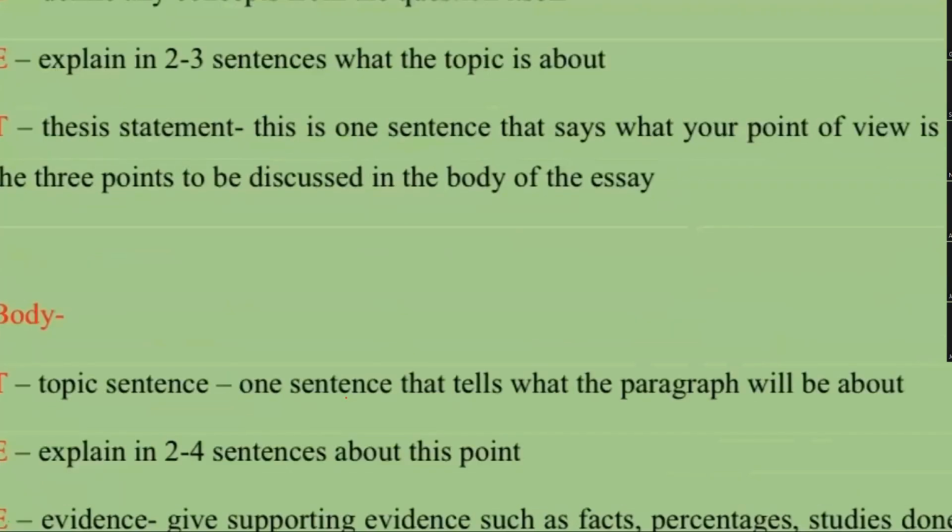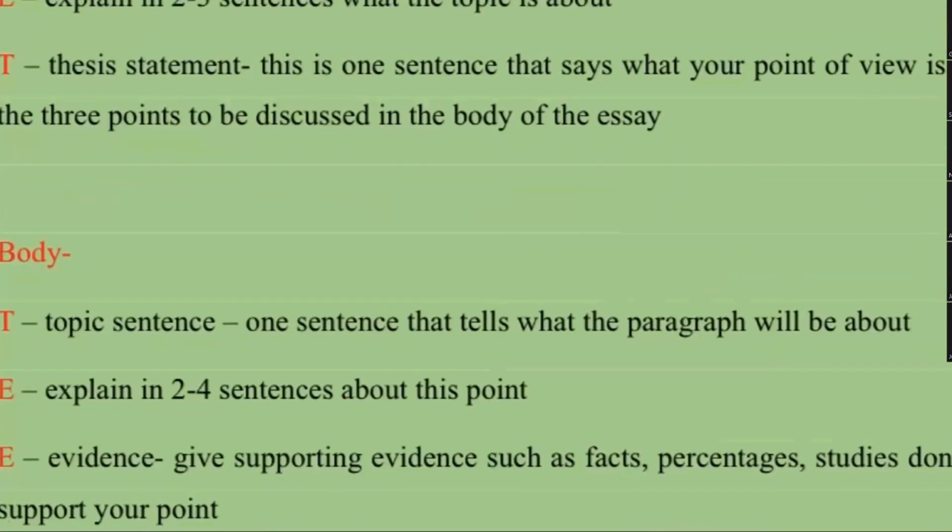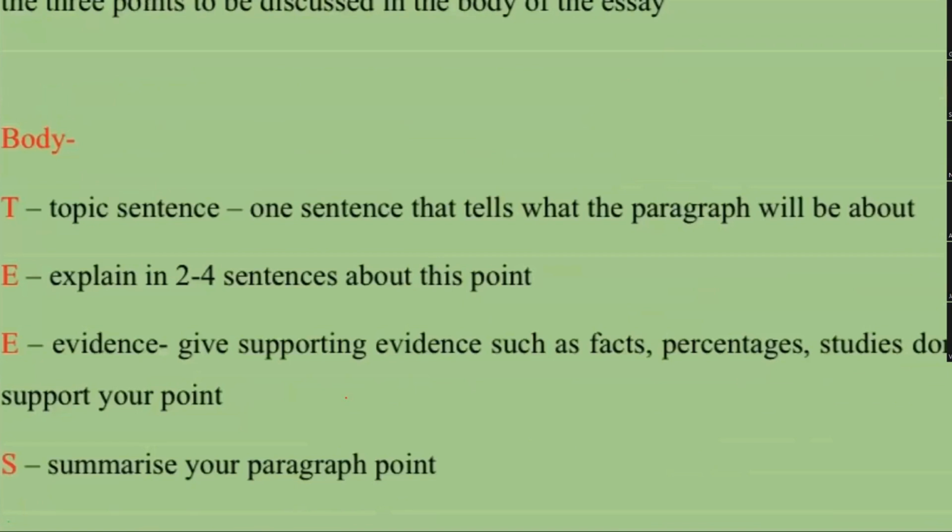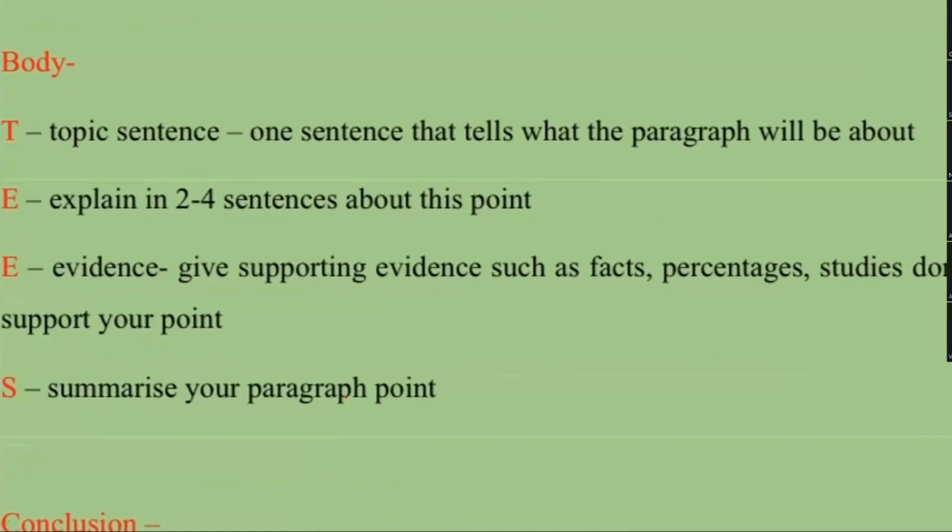When you go on to the body, those 3 paragraphs in the body, you would use TEES. So T is for your topic sentence. That is one sentence that will tell you what the paragraph is going to be about. And then you would have E, explain the point in about 2 to 4 sentences. And then E is evidence.